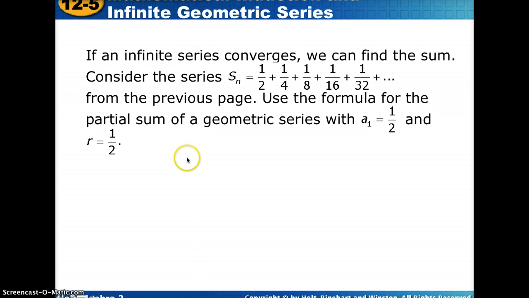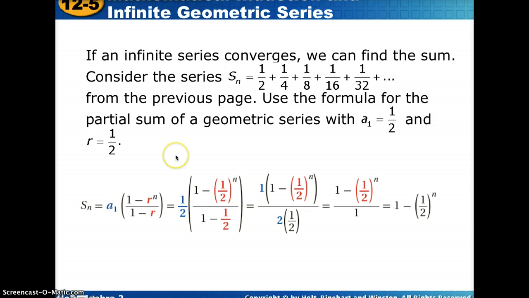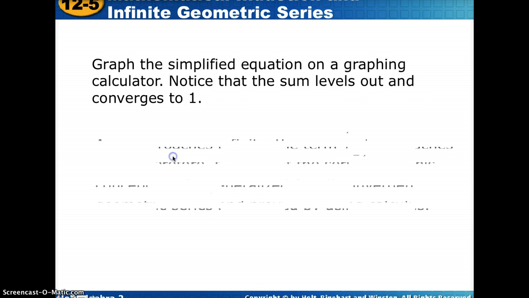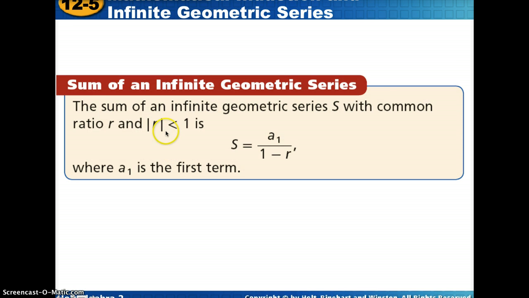So we went back to the first one, which has an R of 1/2. We're going to say any series that has an R less than 1 is an infinite geometric series that does have a sum. And this is a new formula for you.